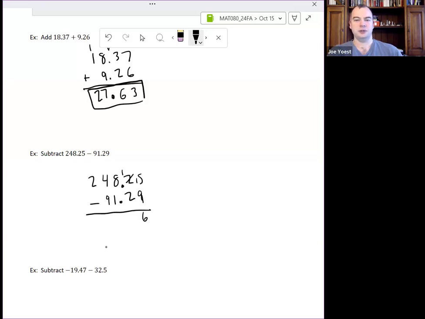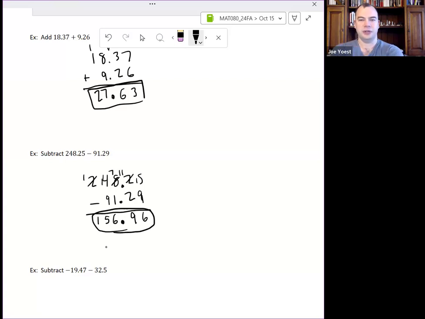I want to do 1 minus 2, but I don't have enough. So I take 1 off the 8 and make it a 7. And then bump 10 more of those over to the right. 11 minus 2 is 9. I ran into my decimal point, I write it down. 7 minus 1 is 6. 4 minus 9, don't have enough. Borrow 1. 14 minus 9 is 5. And then 1 minus 0, that's just 1.